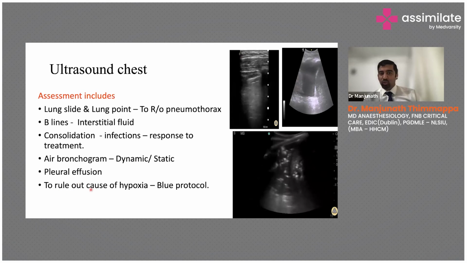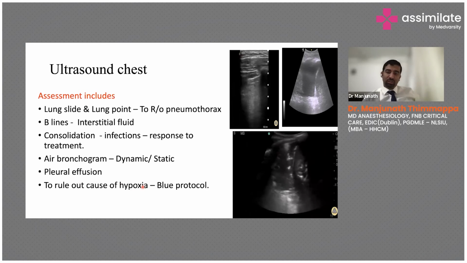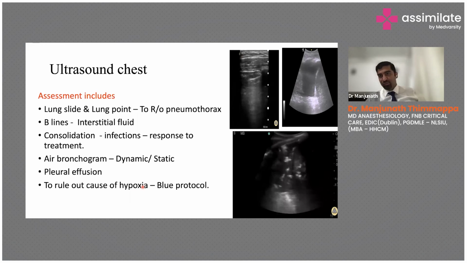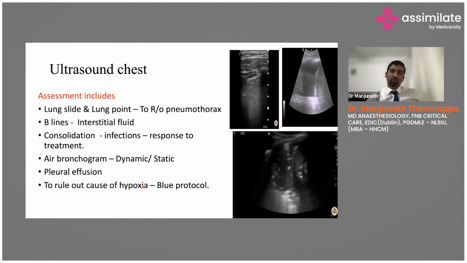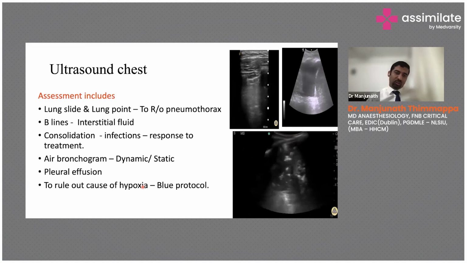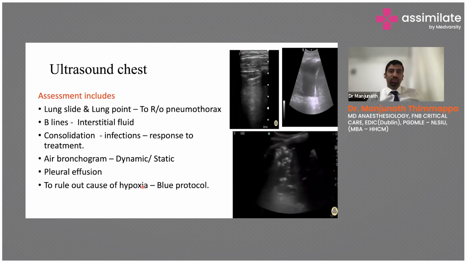To rule out the causes of hypoxia, we know the BLUE protocol. The BLUE protocol is not used in all ICUs. It is more of an emergency diagnosis. If you have a patient in your emergency department and you need to rule out the cause of hypoxia, to make our approach better, the BLUE protocol can be used. But if you do a thorough examination of the patient with the added advantage of radiological investigation, the BLUE protocol is not required for all patients.